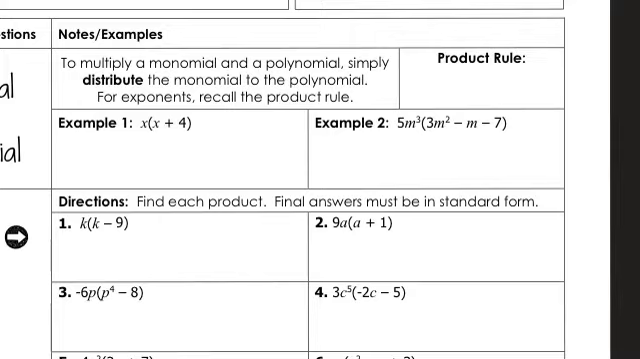So we were practicing yesterday with our addition and our subtraction. We learned to classify by degrees and number of terms. Today we're going to introduce multiplying.